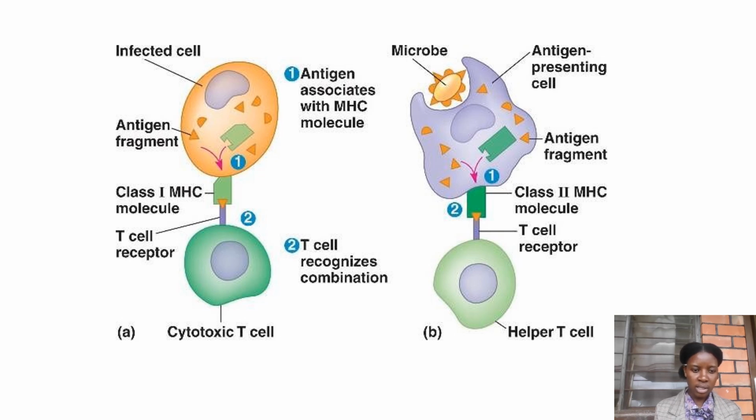Once the cytotoxic T cell has recognized the antigen that has been presented by the histocompatibility complex, it is assisted to see if it is non-self and destroy it. The helper T cell's role is to coordinate what immune response is going to be provided to that antigen or pathogen that is invading the body.